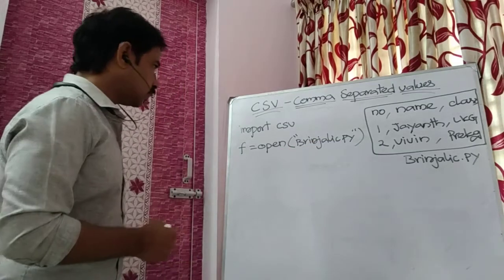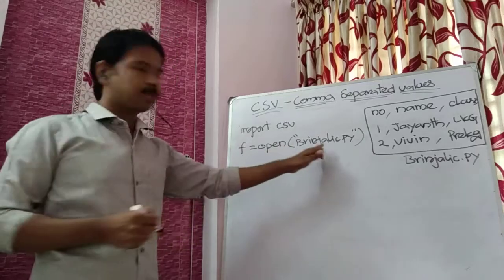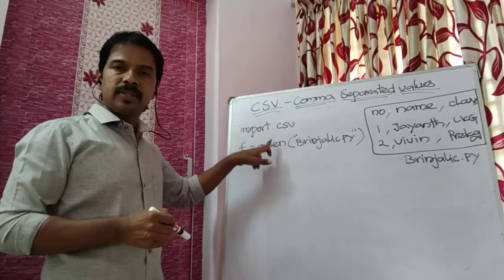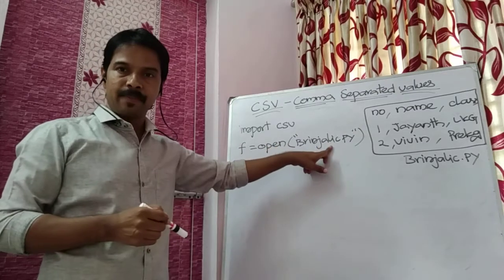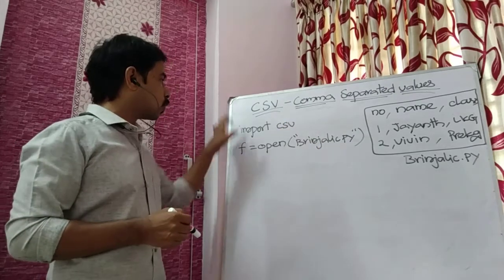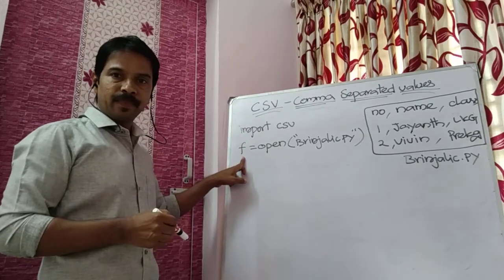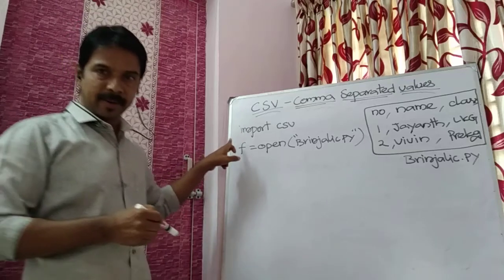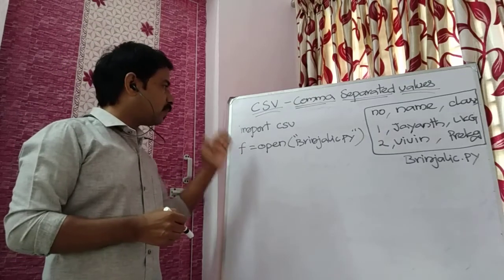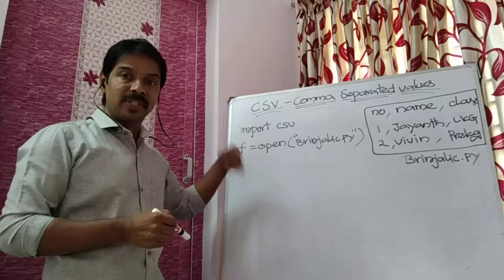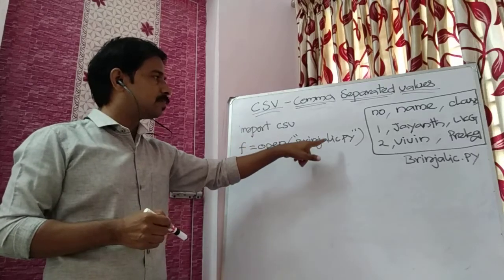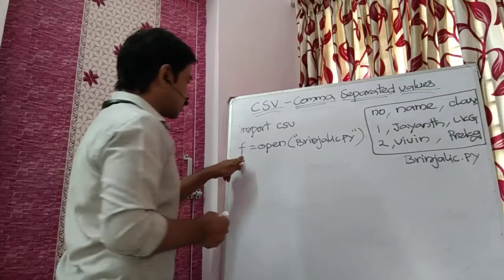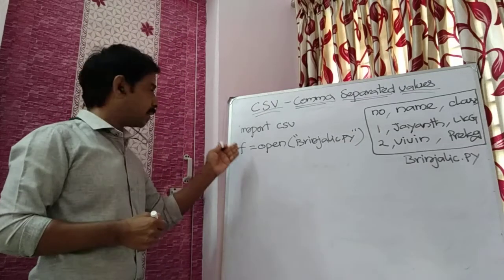Now I hope you are clear on this, but once again: the open function is used to connect to this file, and that reference is stored inside f. So f is considered a file stream object. Through this object only we access the content present inside brinjalik.py. The data is now available through f.